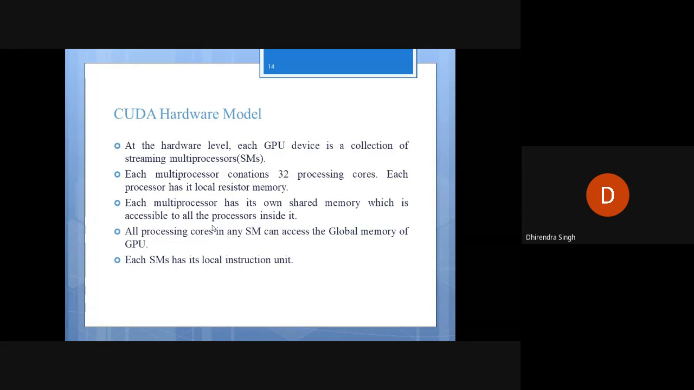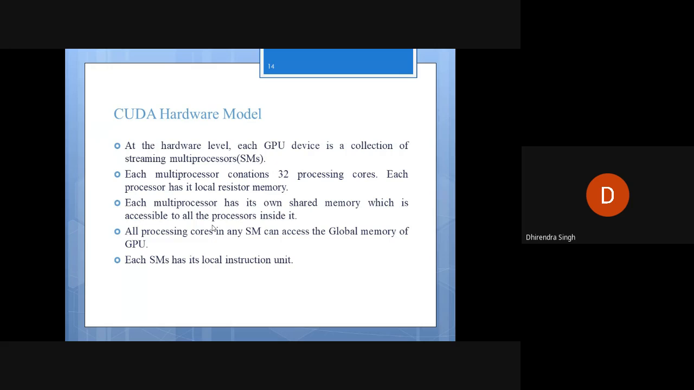You know about the concept of register memories. Whatever data is currently being executed by the processor is most of the time available in the register of that processor. So each multiprocessor contains 32 processing cores, and each processing core has its own local register memory.